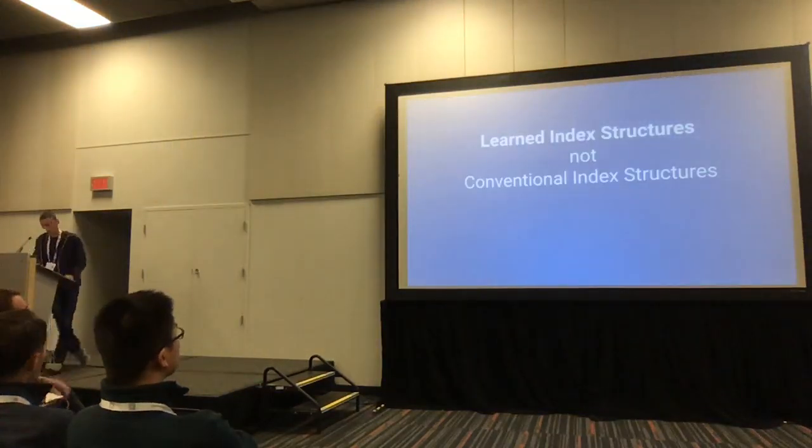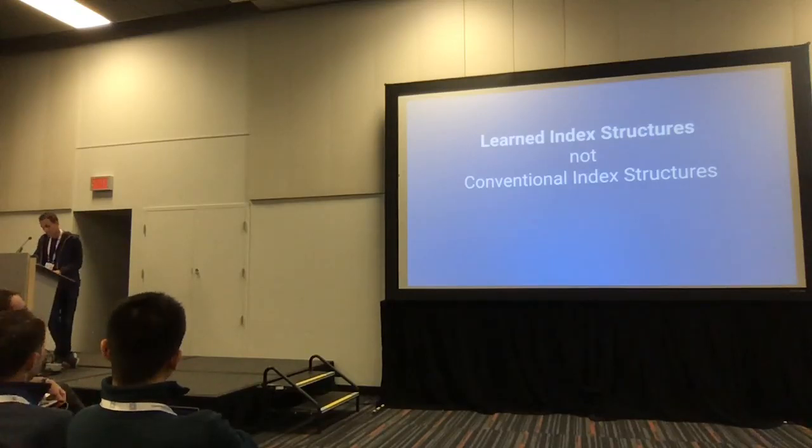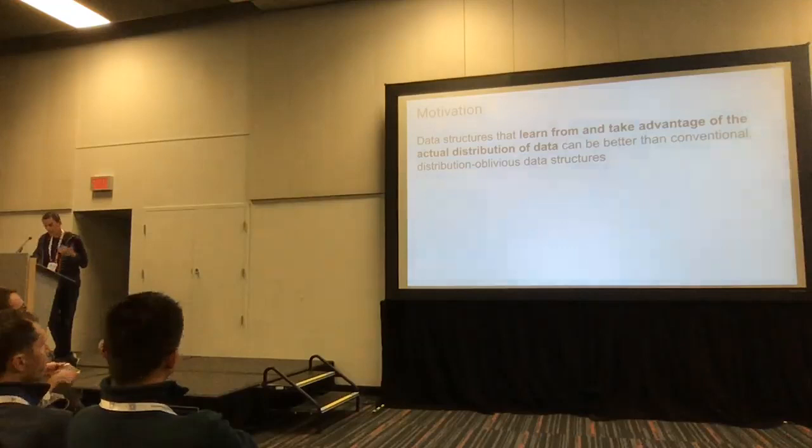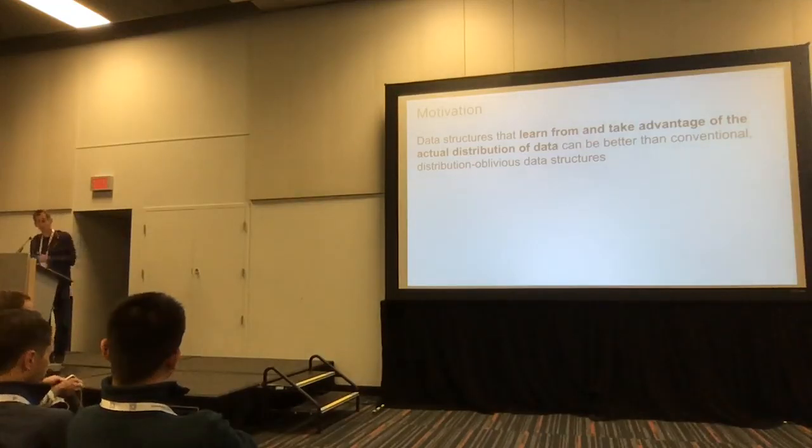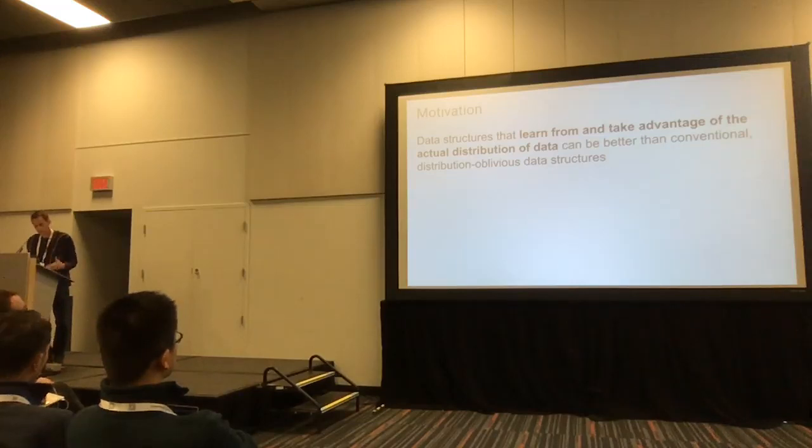Another area that has been interesting is how can we use machine learning models to effectively replace conventional index structures in things like database systems. So if you look at data structures, they're all designed to work for worst case data distributions. They don't really take advantage of the distribution of data that you're actually processing in the system. And so if we have data structures that can learn from the distribution of data that we're actually using and processing, we might be able to do better than distribution oblivious data structures.